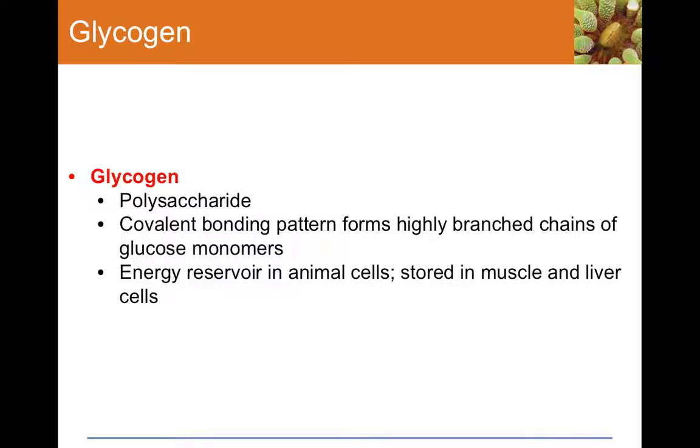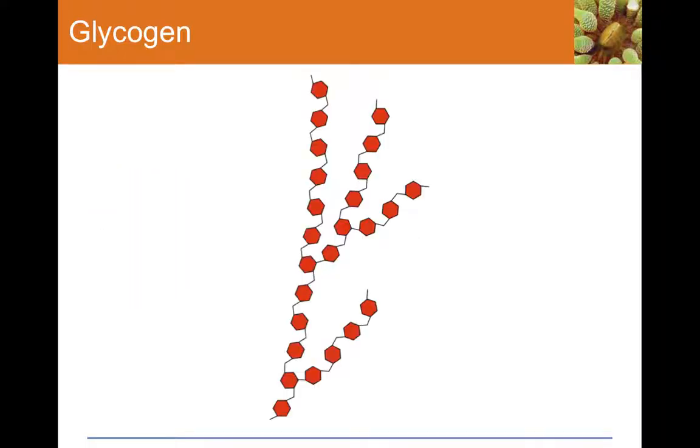Glycogen, it's a polysaccharide for animals and for humans. So covalent bonding gives us these highly branched chains of glucose monomers. We're still just building with glucose, and they make energy storage for animal cells. For us, it's primarily in our muscles and in our liver. The muscles are for obvious reasons. As you move around, you use a lot of energy. The liver can break this down into glucose and release it into the bloodstream if you haven't eaten in, you know, half a day or something like that. And so glycogen is very important for animals.